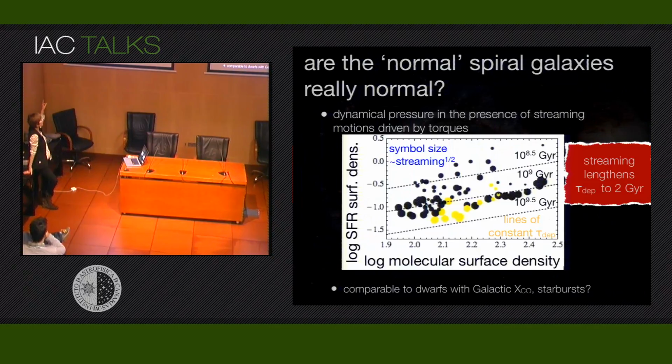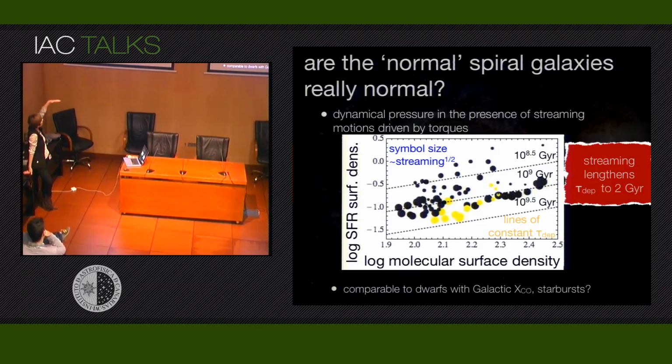So this is star formation rate surface density, again on the vertical axis, molecular gas surface density. And each of these points now corresponds to one of those regions that I showed you on the previous plot. And the size of the point scales with the magnitude of the streaming motion. The yellow points here come from those yellow ellipses.